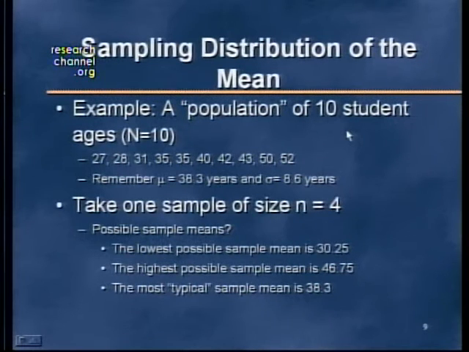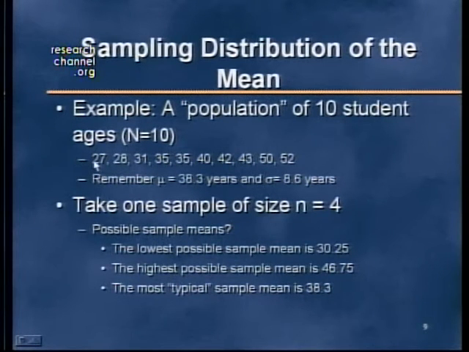So let's try to put some numbers to this, and we're going to go back to that simple example we had yesterday of 10 student ages. Those 10 students, remember, the true mean, and this is a very small population, big N is equal to 10, but the mean would be 38.3 years and the true population standard deviation was 8.6. That's because we had full knowledge of this population. Now, suppose we were interested in taking a sample of size 4. So what are the possible sample means you could get?